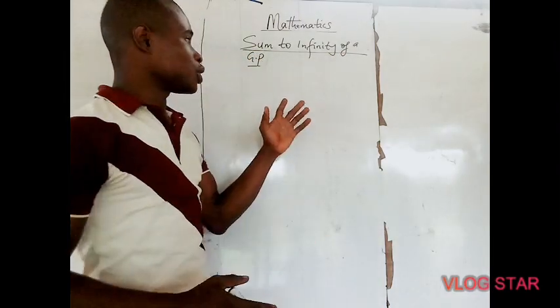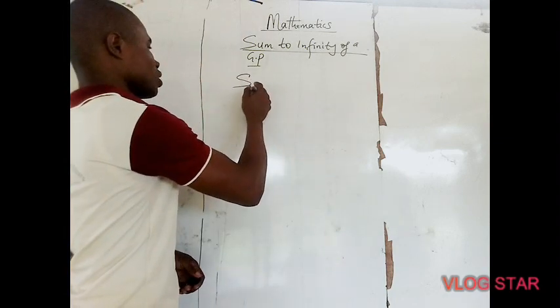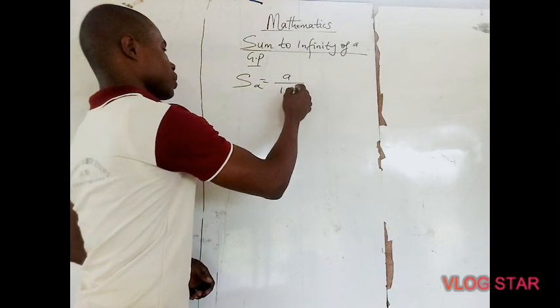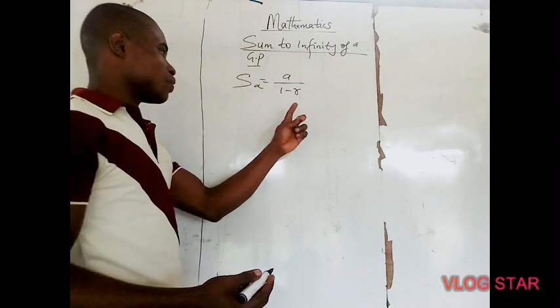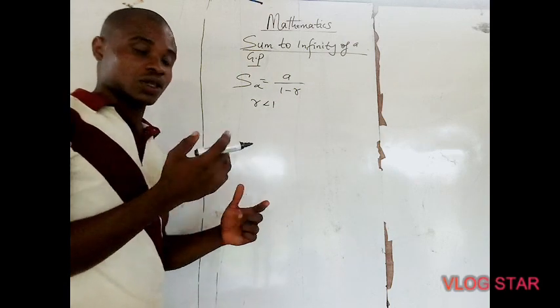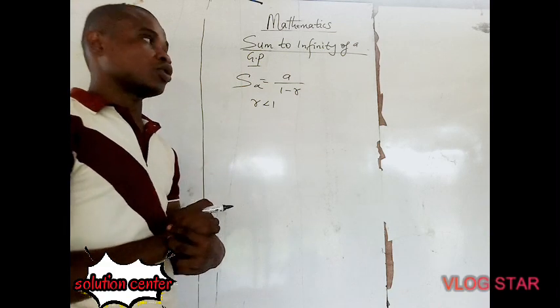The sum to infinity of a geometric progression is very simple to obtain. What's the formula? The sum to infinity of a geometric progression is a all over 1 minus r. This is normally applied whenever the common ratio is less than 1. If the common ratio of a particular geometric sequence is less than 1, you can easily find the sum to infinity of that geometric progression.